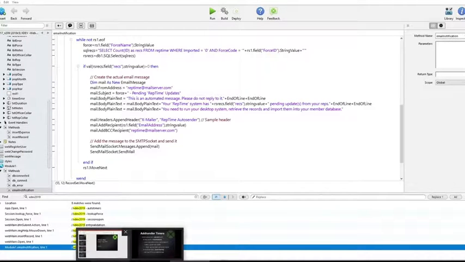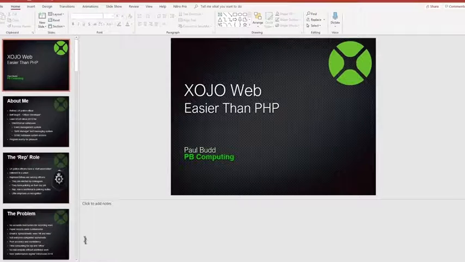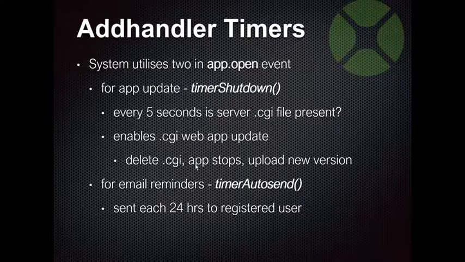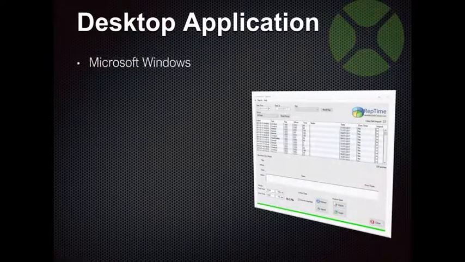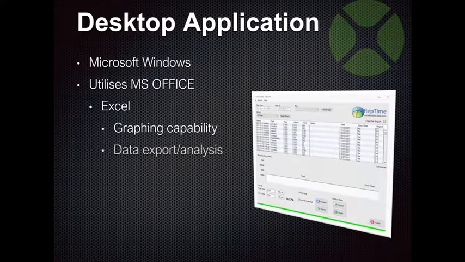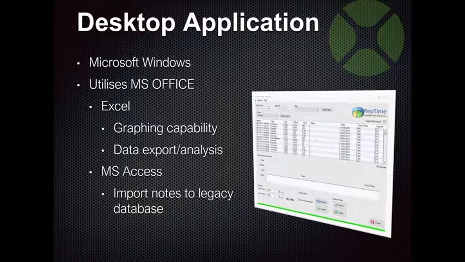Okay, so we end up, I really like web. I've moved to it hook, line, and sinker in many respects, but this app also has a desktop component. It's written in Microsoft Windows because some of the technologies I use are Microsoft Windows based. I use Microsoft Office. I see no swearing and cursing in the room, so I got away with that one. I use it for the graphing capability and the ability to export and analyze the data. It also connects using ODBC to the legacy 20-year-old Microsoft Access database to import the notes that anybody might have added.